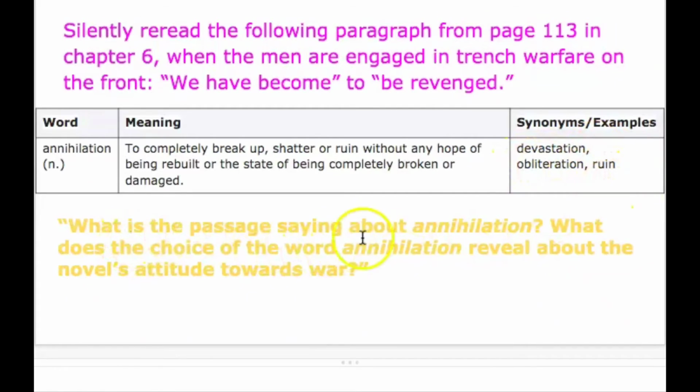What is the passage saying about annihilation? What does the choice of the word annihilation reveal about the novel's attitude towards the war?